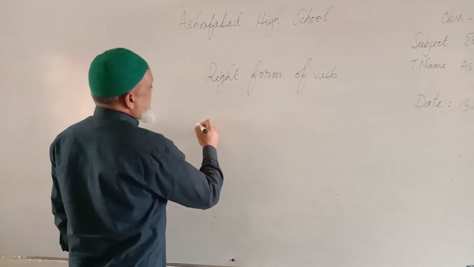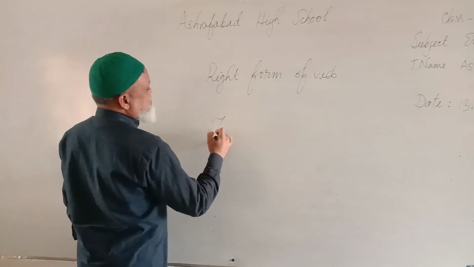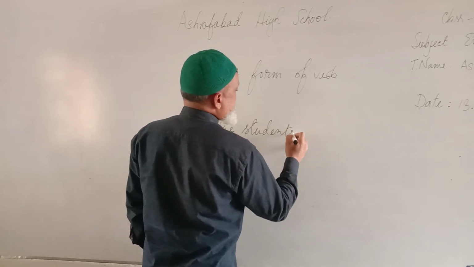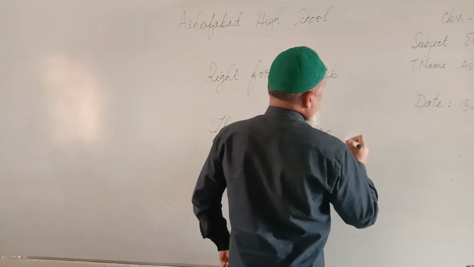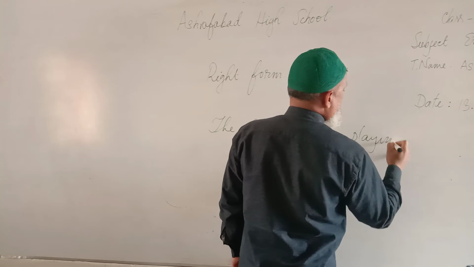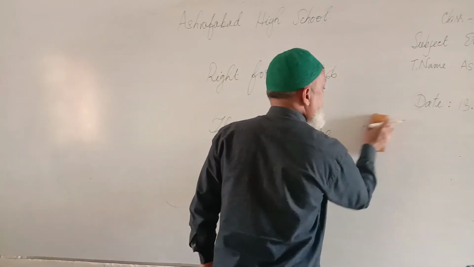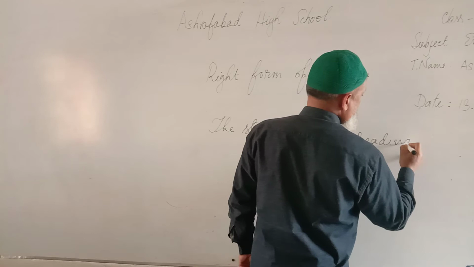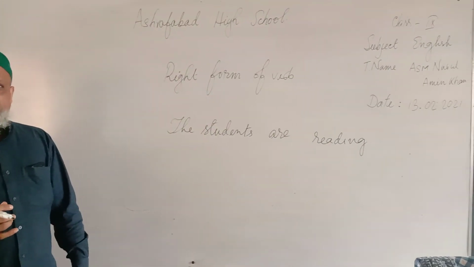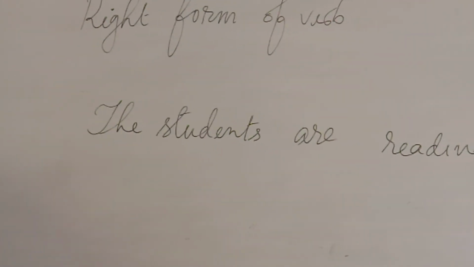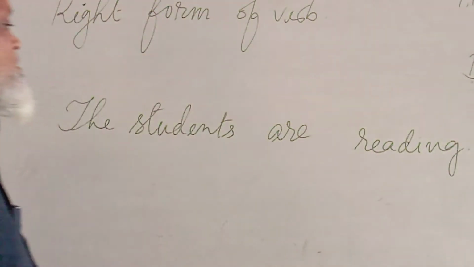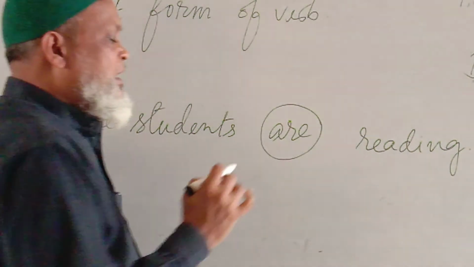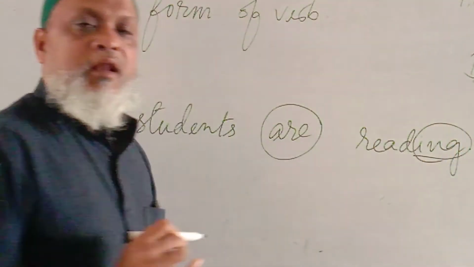In this way, we may say the students are playing, or the students are reading. And when we use continuous tense, we have to understand that an auxiliary verb in present form we must use, and then the main verb will take ing.